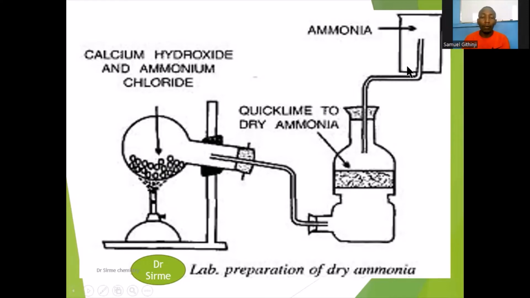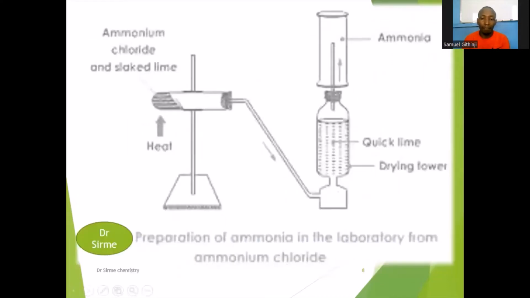That one is still another setup for the same, but the first boiling tube here should be in a slanting manner. We are going to see why that is done. Even the drying agent, we're going to ascertain why calcium oxide is the best, and why ammonia is collected by this method, as we can see later.